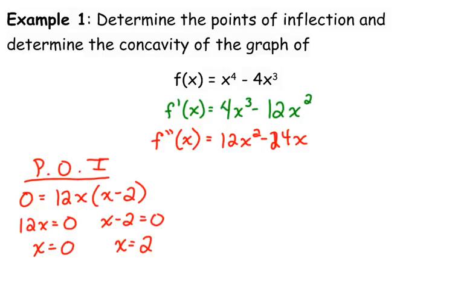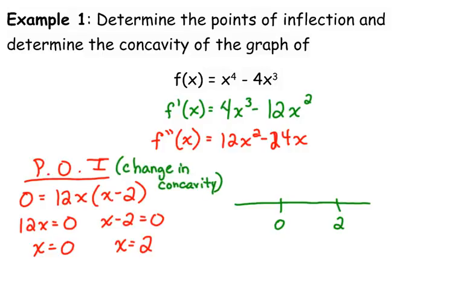We want to determine the concavity. So we do the same thing. We set up a number line like we did with our critical points. We're going to set up a number line with our points of inflection. So since those are points of inflection, that means where there is a change in concavity. So I'm going to test points to the left and to the right like we've been doing. But I'm going to plug them into the second derivative this time because I want to know whether the second derivative is positive or negative, because that tells me if it's positive, it's concave up. If it's negative, it's concave down.